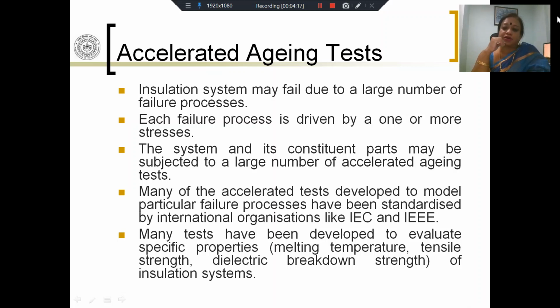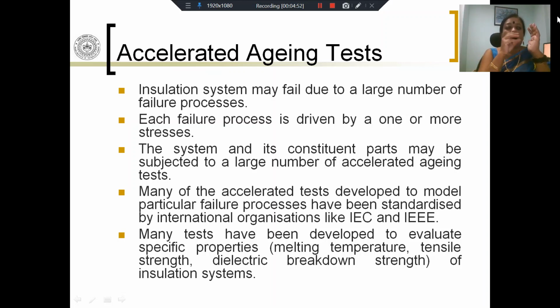But each failure process is driven by one or more stresses. So it is possible that when you are performing accelerated aging tests, you're not necessarily performing a single accelerated aging test. You may be doing accelerated aging tests for various kinds of stress that you expect will appear on the insulation. So the system and its constituent parts may be subjected to a large number of accelerated aging tests. So what kind of test would you do? It depends on what is the failure process that you are trying to model.